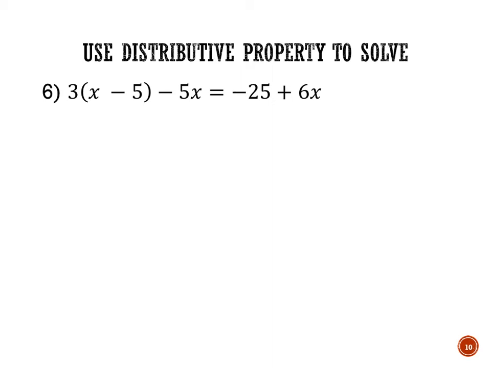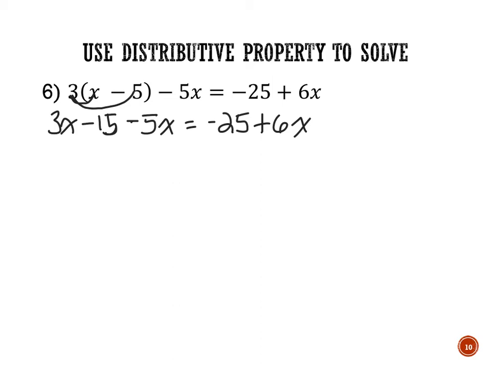Number 6. 3 times (x minus 5) minus 5x equals negative 25 plus 6x. The first thing I'm going to do is distribute my 3 into my parentheses. So 3 times x equals 3x. 3 times negative 5 equals negative 15. Minus 5x equals negative 25 plus 6x. And we'll look for combining like terms. Yes, I need to combine like terms on this one.